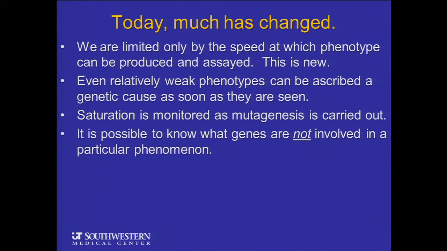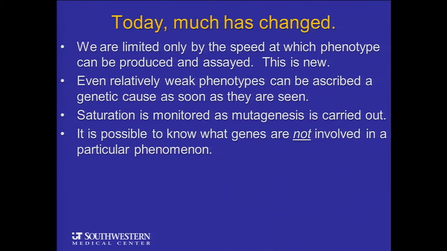Now today things have changed very much, and that's what I'm mainly going to talk about. We're currently limited only by the speed at which phenotype can be produced and assayed. And in fact, we can speak of positionally cloning mutations in real time. As soon as you see a phenotype, you know the cause. And that is exactly what I'll tell you, how that works and how it's come about.